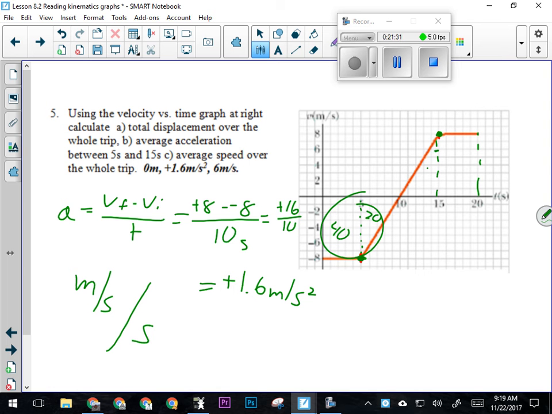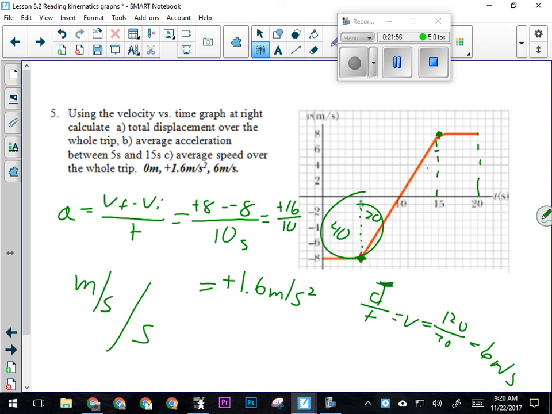60 on the bottom, 60 on the top. Remember, distance is scalar. It doesn't care which direction we go. So I'm going to take my total distance divided by my total time. That equals speed. 120 over 20 is 6 meters per second. Sorry, I didn't put units on that.